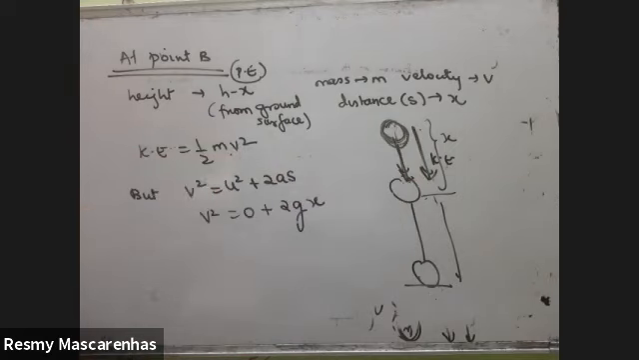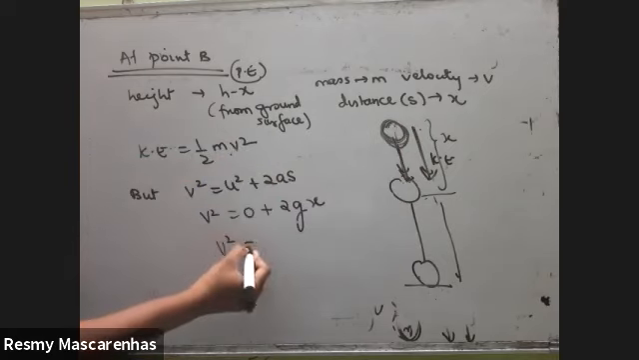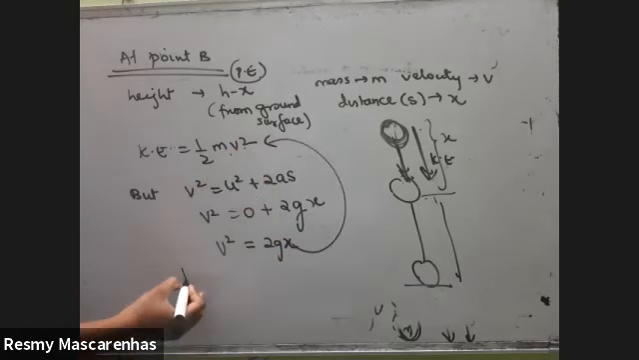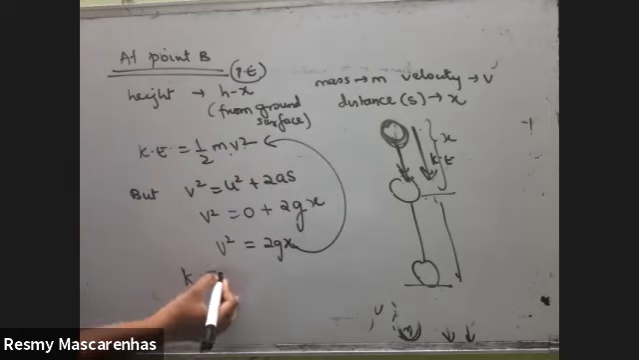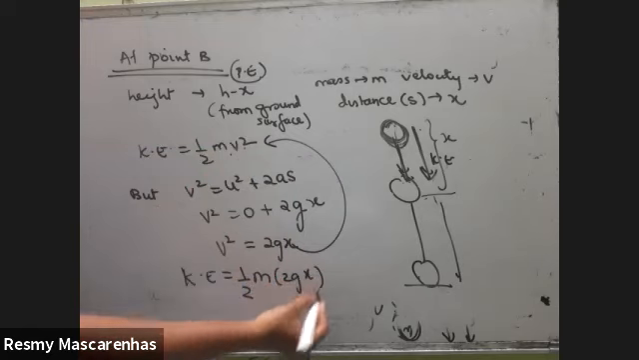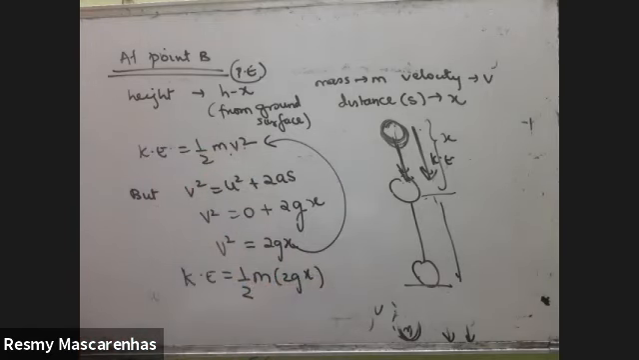So with this velocity I was calculating. What is the value of v square? It is 2gx. Just put the value here. The kinetic energy is half m, and v square is 2gx. So 2 and 2 will cancel, and I get the kinetic energy as mgx. I calculated the kinetic energy at point B.